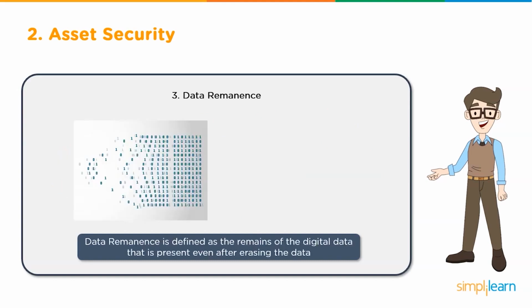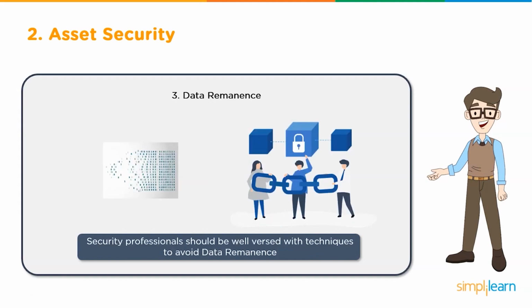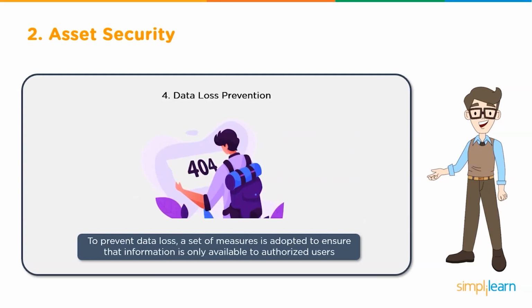Moving on to data remnants. It is a term used for the residual of digital data that is present even after trying to erase the data. Data remnants should be avoided as data should be completely destroyed. To tackle data remnants, we have methods like overwriting and destruction to name a few. In overwriting, other information is written over the data several times so that the original data cannot be recovered. In destruction, data in the storage device is physically damaged to make recovery difficult. Asset security also looks into data loss prevention. Here, several measures and risk assessments are performed to ensure that information is only available to authorized users.